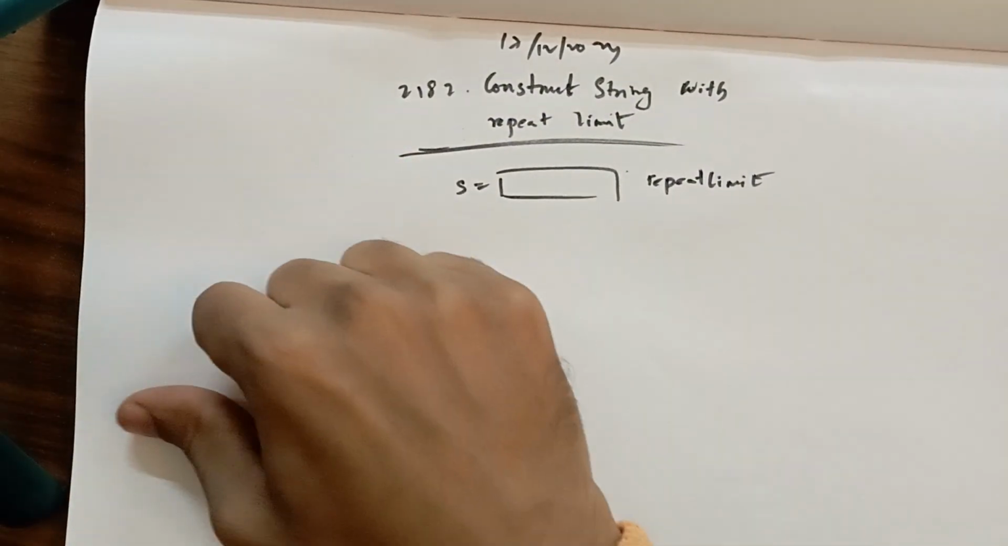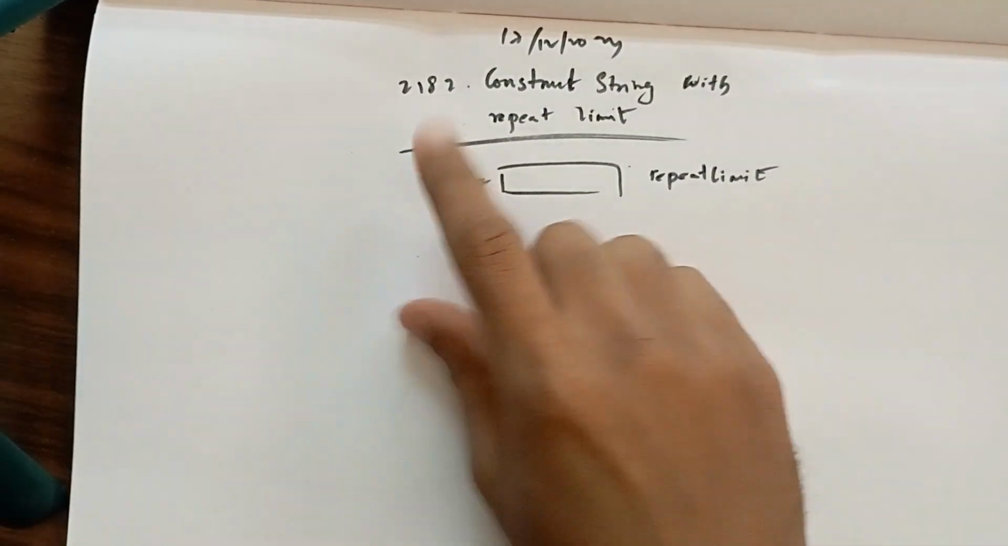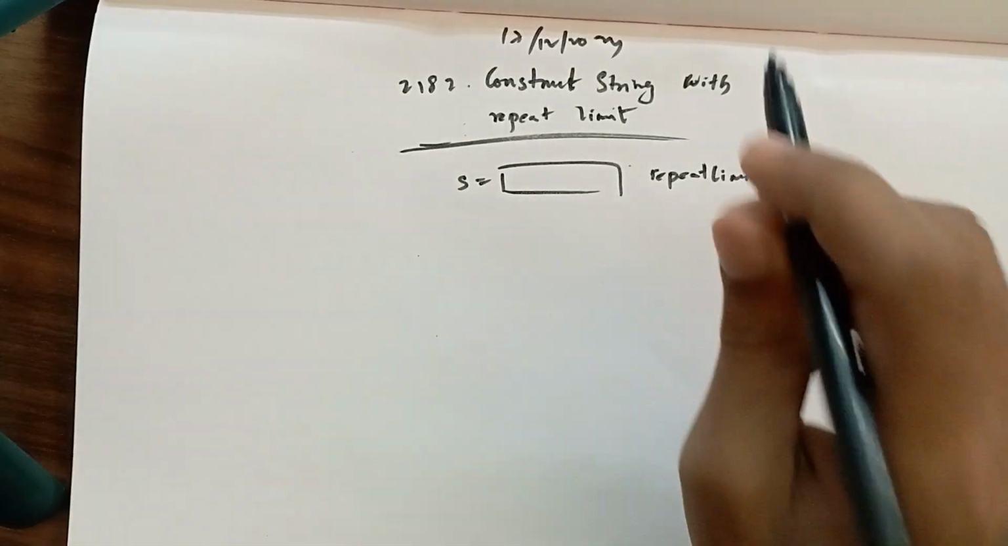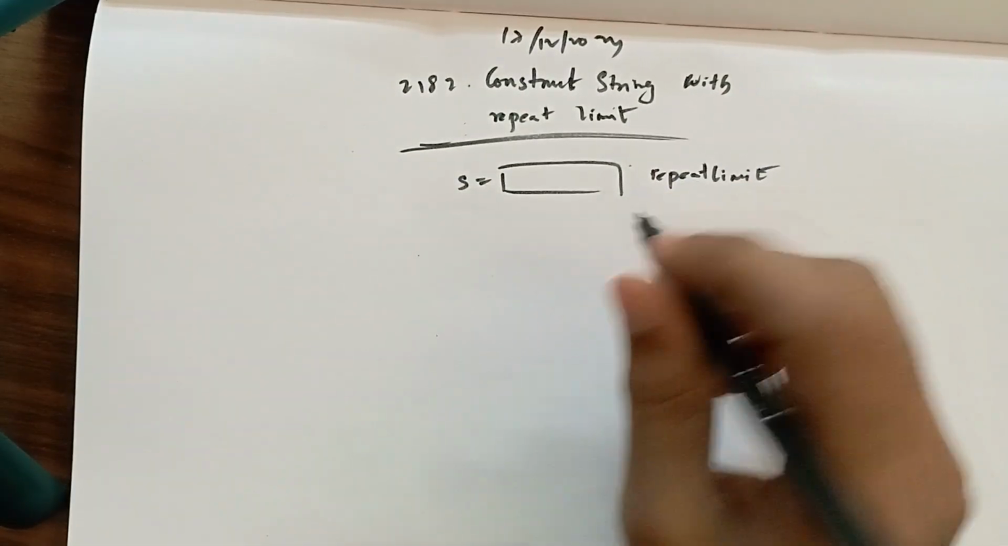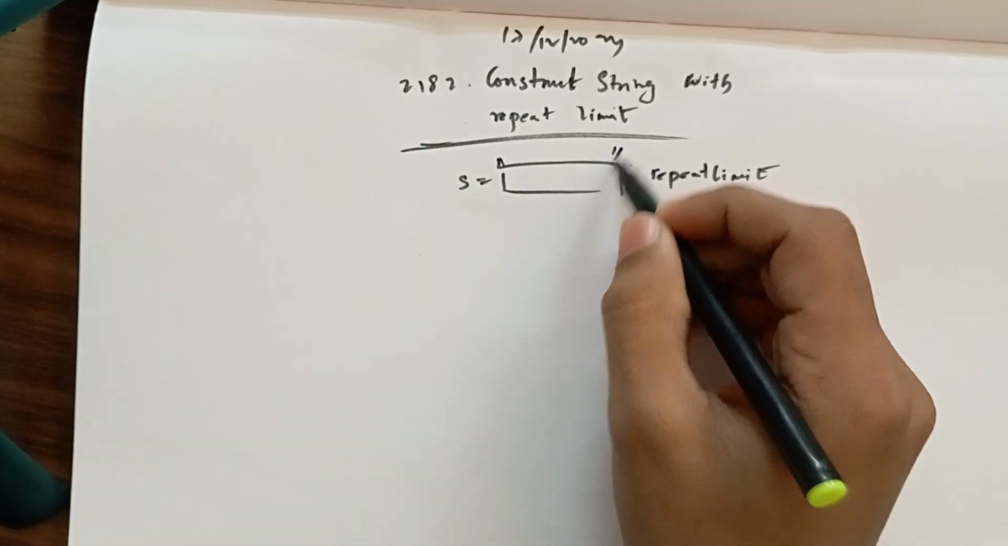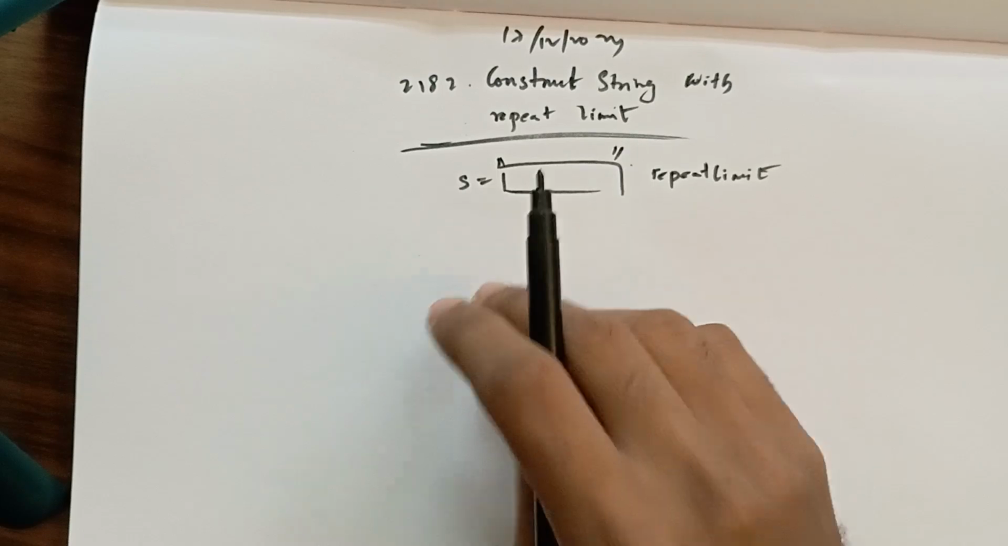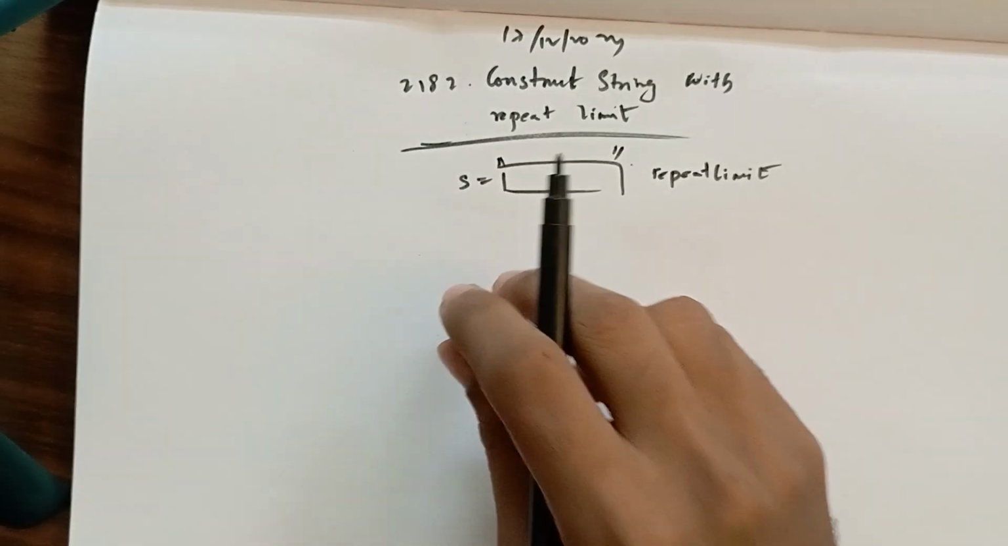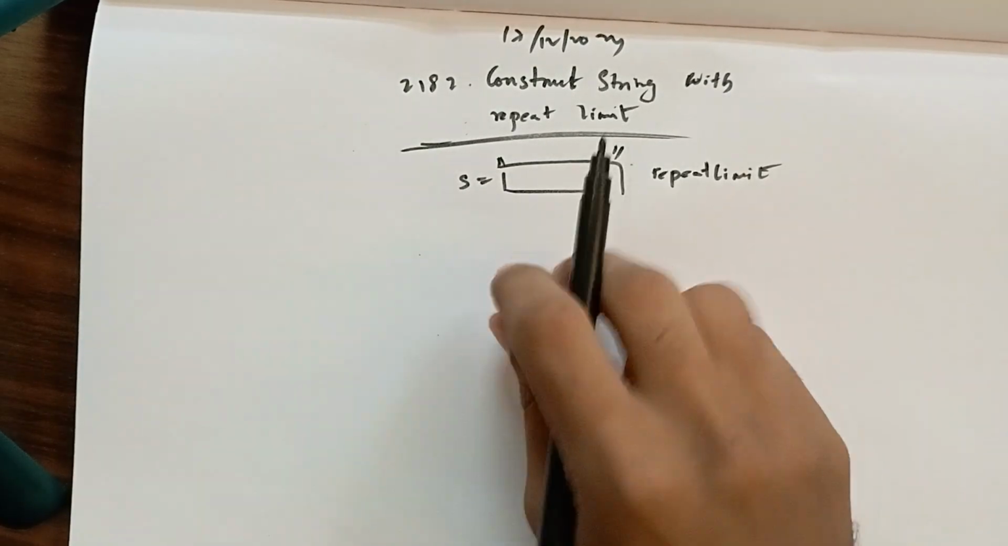Hello everyone. Let us now discuss today's LeetCode POTD problem. Question number 2182. Construct a string with repeat limit. So here we are given a string s and an integer repeat limit. Now we need to return the lexicographically largest repeat limited string.